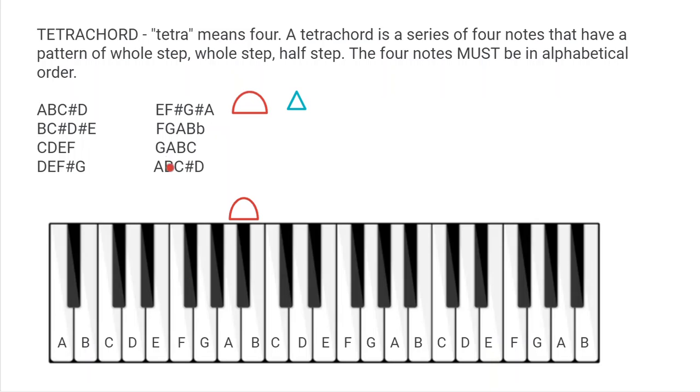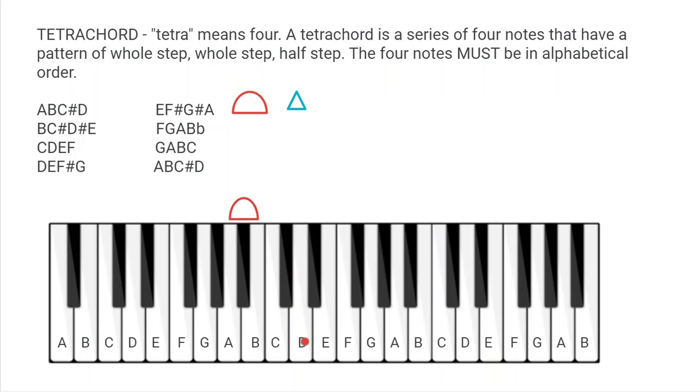Let's do our G tetrachord. Here, G, I go up a whole step to A, I go up a whole step to B, and then I take a half step to C. Our G tetrachord, whole step, whole step, half step: G, A, B, C. And then we're back to A again. A, go a whole step up to B, whole step up to C sharp, and a half step to D.